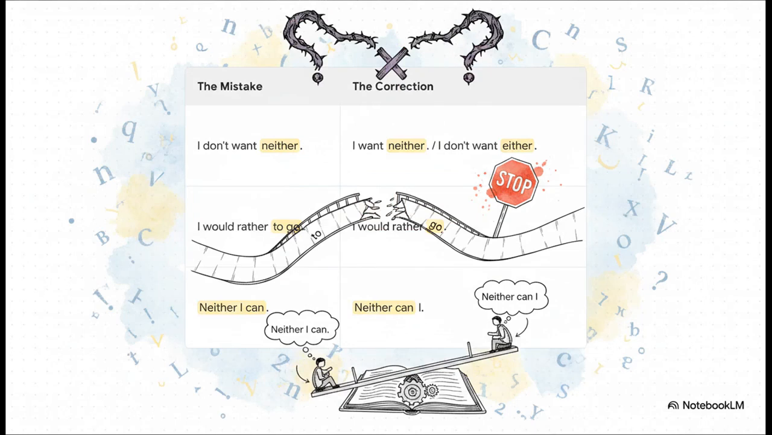Okay, let's do a super fast recap of the big traps to avoid. First, the double negative. I don't want neither, that's a no-go. You can say I want neither or I don't want either, but not both. Second, remember the rather rule. It's I would rather go, never to go. And finally, the word order. It's always neither can I, not neither I can. If you can avoid those three, you're golden.